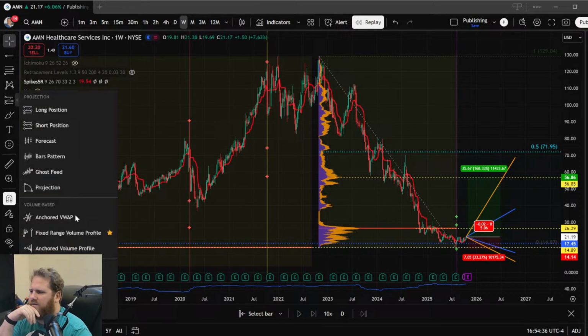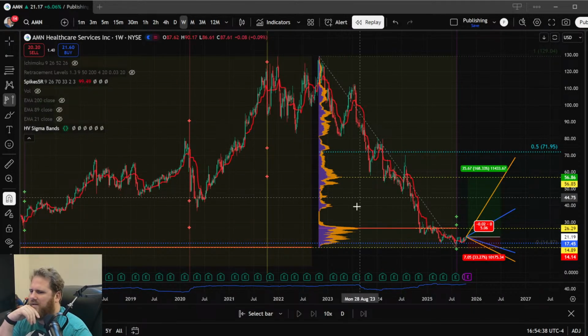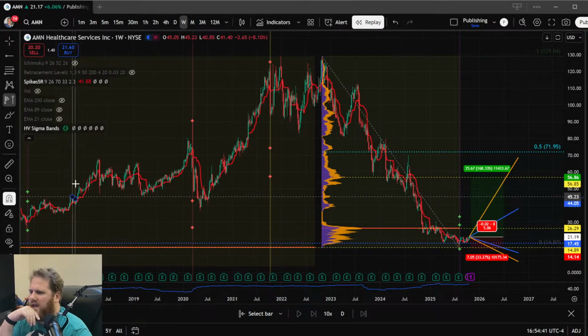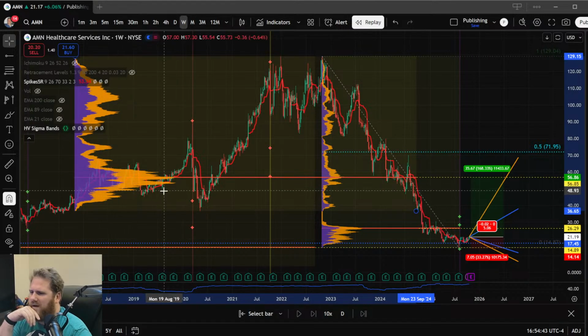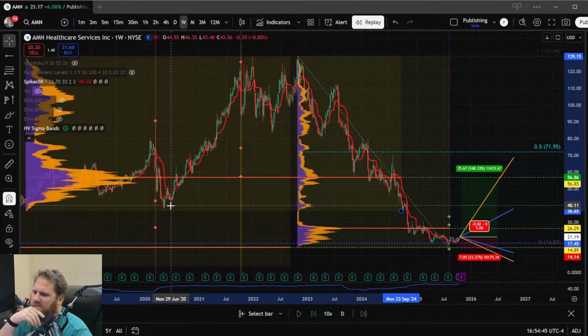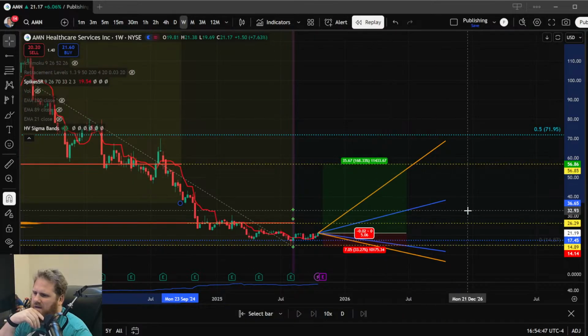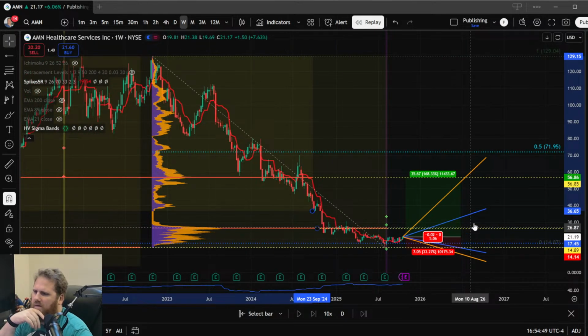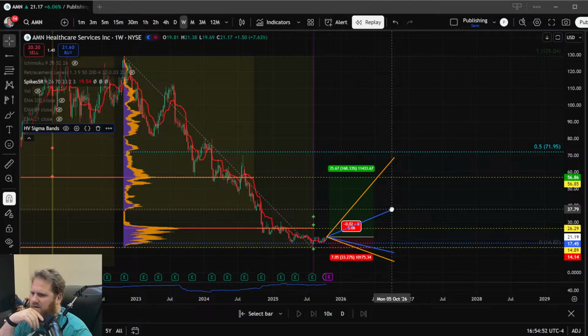Let's do a volume profile here. I'm pretty content with that 56.85 on that. If we incorporate the whole patch, okay. So 56.85 would be our target on that. Okay, how long would it take to get there?